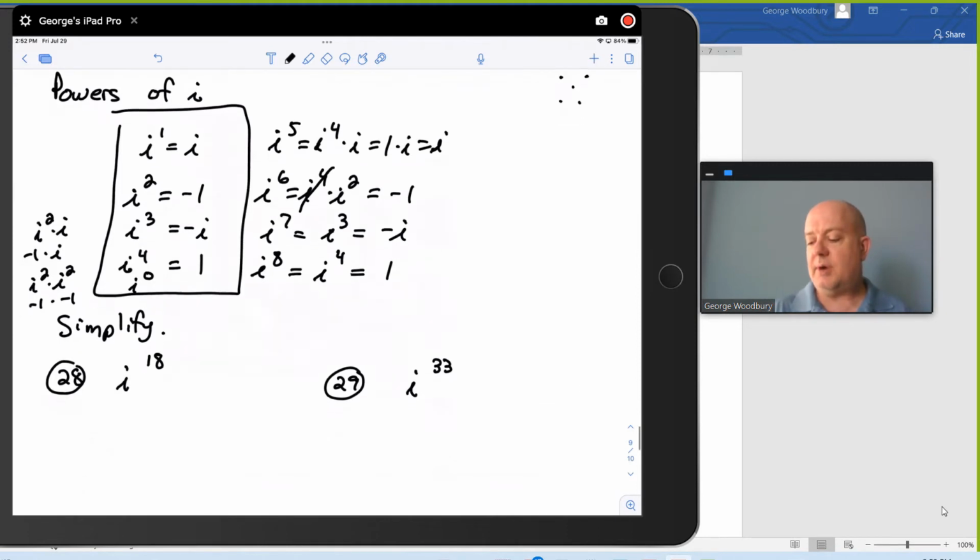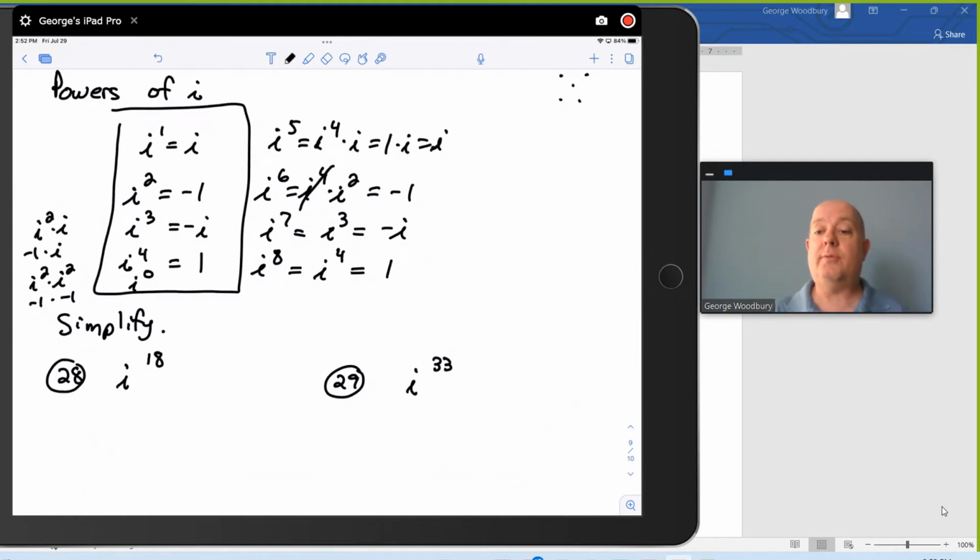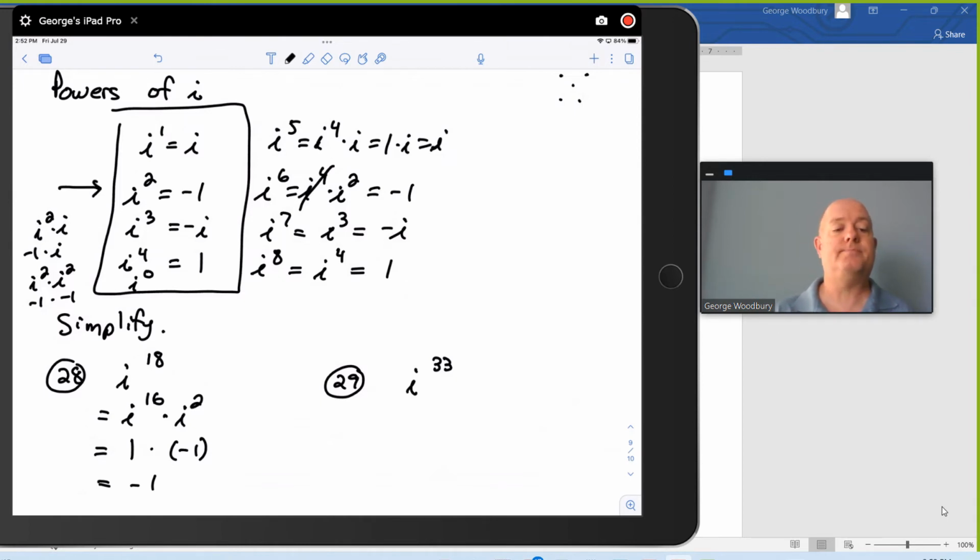So i to the 18th power, the biggest multiple of 4 that goes into 18 is 16. Right? 4 times 4 is 16 with 2 left over. So I can first think of this as i to the 16th power times i squared. And i to the 16th power is just a fancy way to write 1. i squared, we know by definition is -1. And so we get -1. i squared from my table, I had that listed as -1 as well.